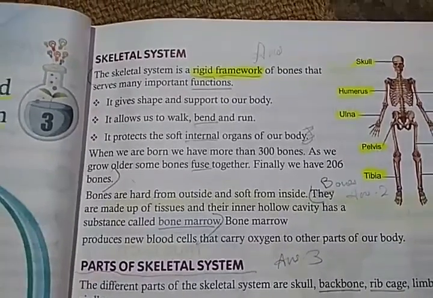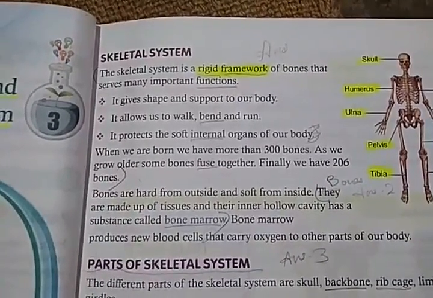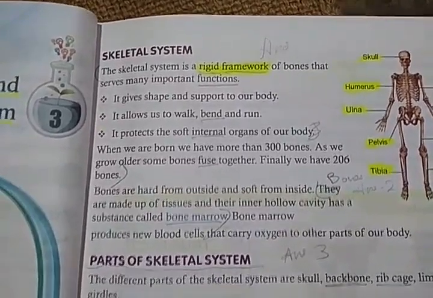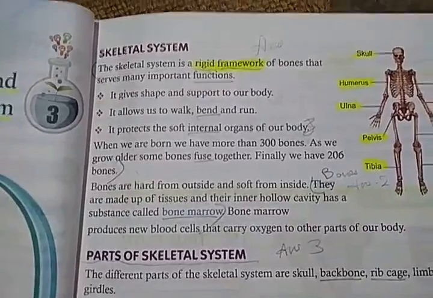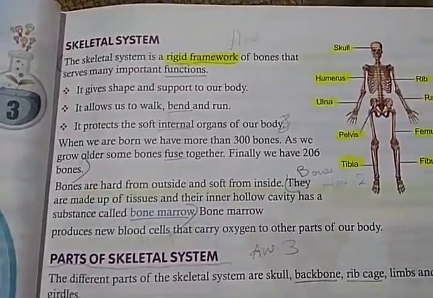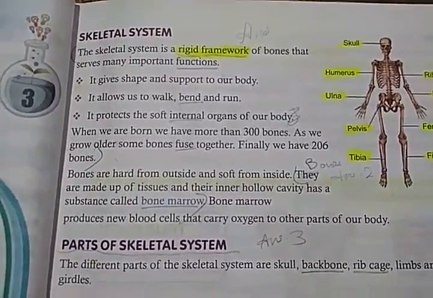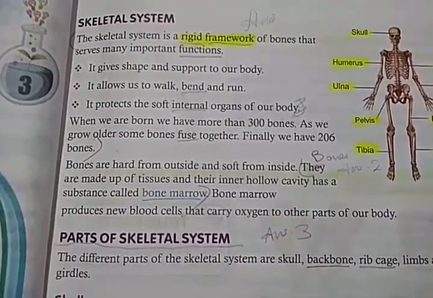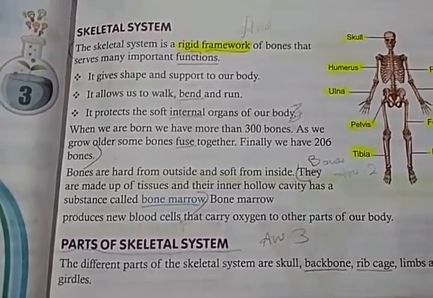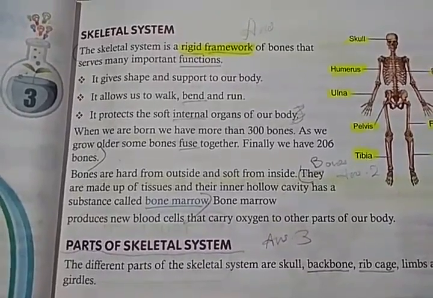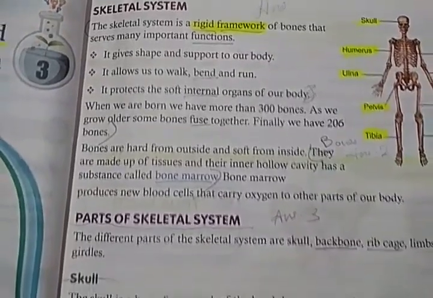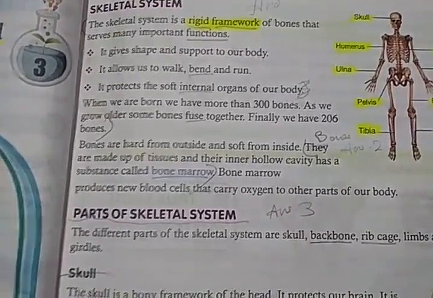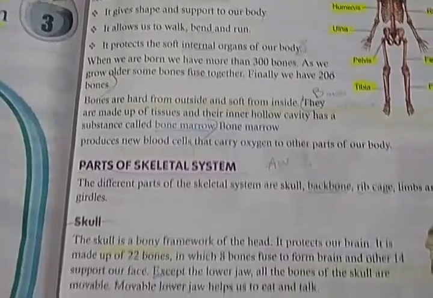We have studied here that a newborn baby has more than 300 bones, but in the adult human being there are 206 bones, and there is a soft material inside the hollow of the bone that is called bone marrow. The bone marrow produces new blood cells, and those blood cells carry oxygen to the other parts of our body.